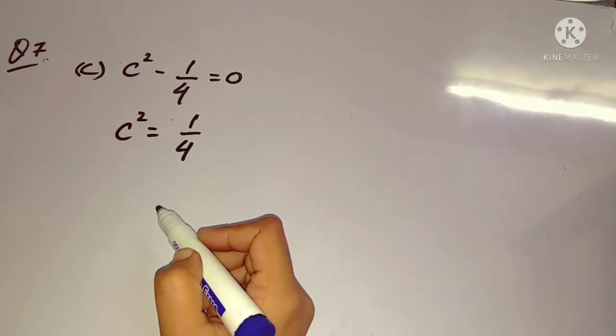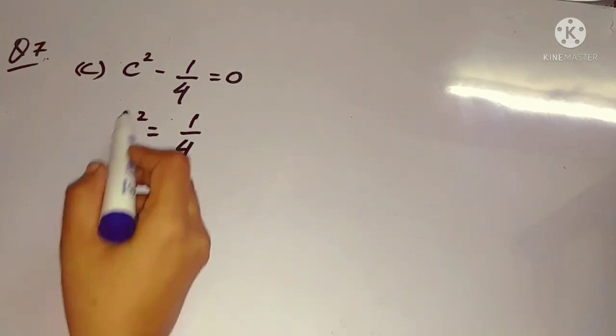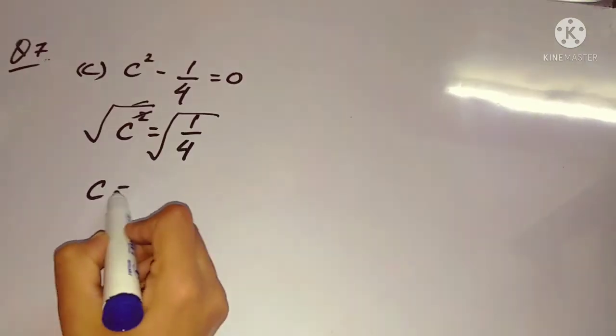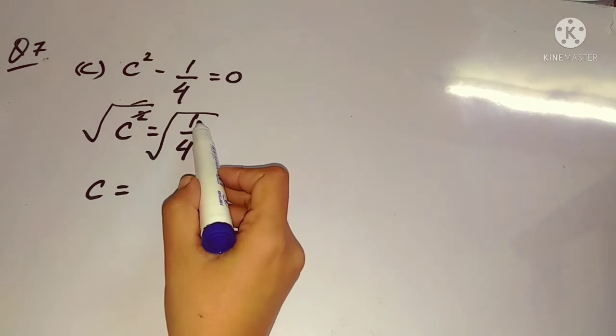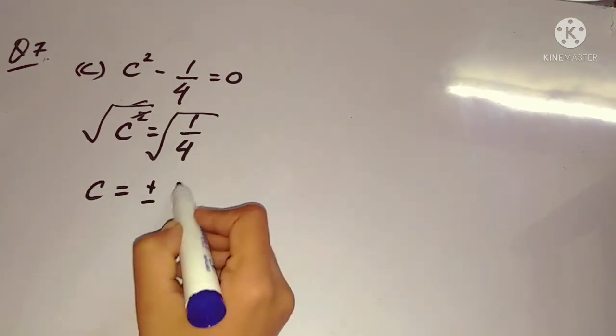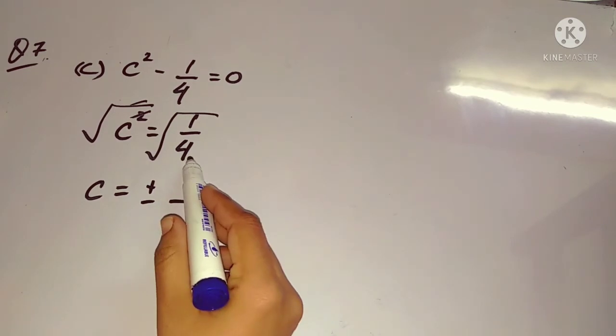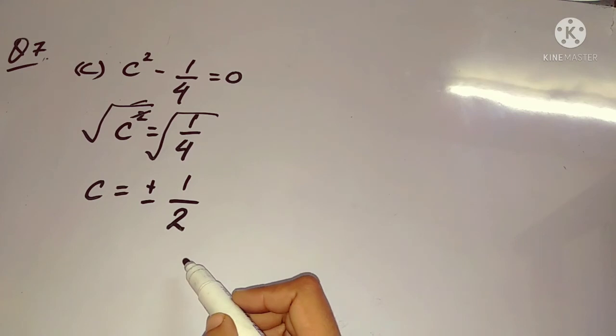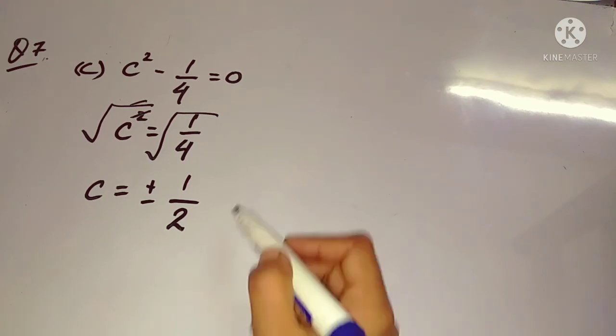As we have to find out the value of c, we don't need this square. So we'll omit it by taking the square root on both sides. When you take the square root of 1 by 4, you have to take the square root of 1 and 4. The square root of 1 is 1, and the square root of 4 is 2 because 2 2s are 4. So your answer is plus minus 1 by 2. So this is your answer.